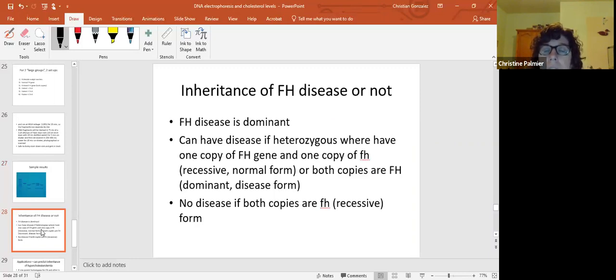So, are you going to inherit the FH disease or not? This disease is dominant. You can have high cholesterol disease if you're heterozygous, where you have 1 copy of the FH gene and 1 copy of the fh gene. Now notice I changed the case of the letters. Capital F, capital H means dominant. Little f, little h means recessive.